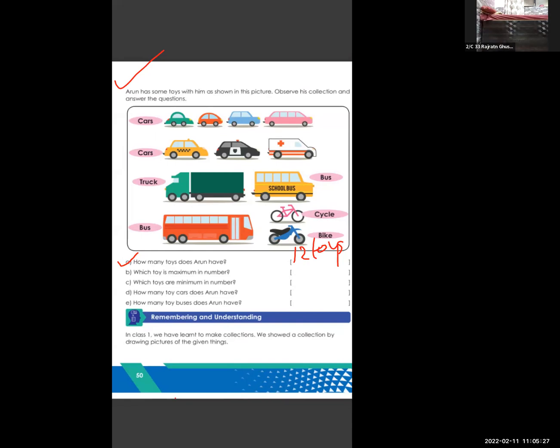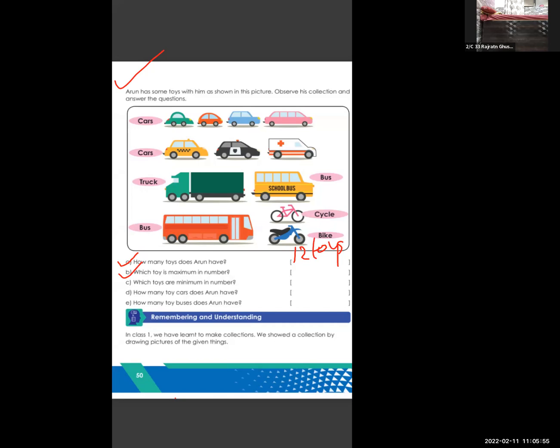Read it fast. How many toys does... No. B question क्या है? B question over here. Which toy is maximum in number? Which toy is maximum in number?